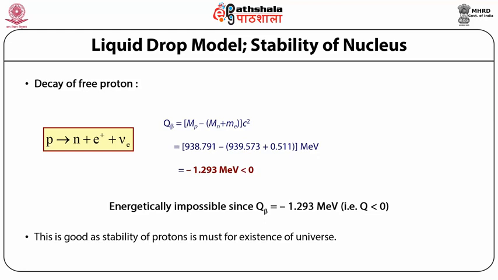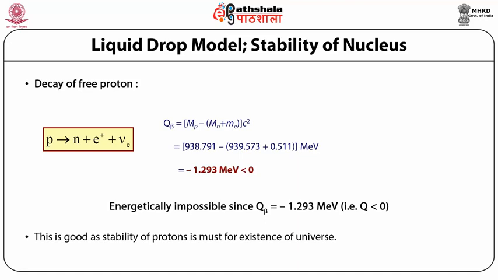In the nuclear volume, when it is surrounded by many other nucleons, it decays. But if we have an isolated proton, it does not decay at all. It is a stable particle. Why does it not decay? Because of the energy requirement.